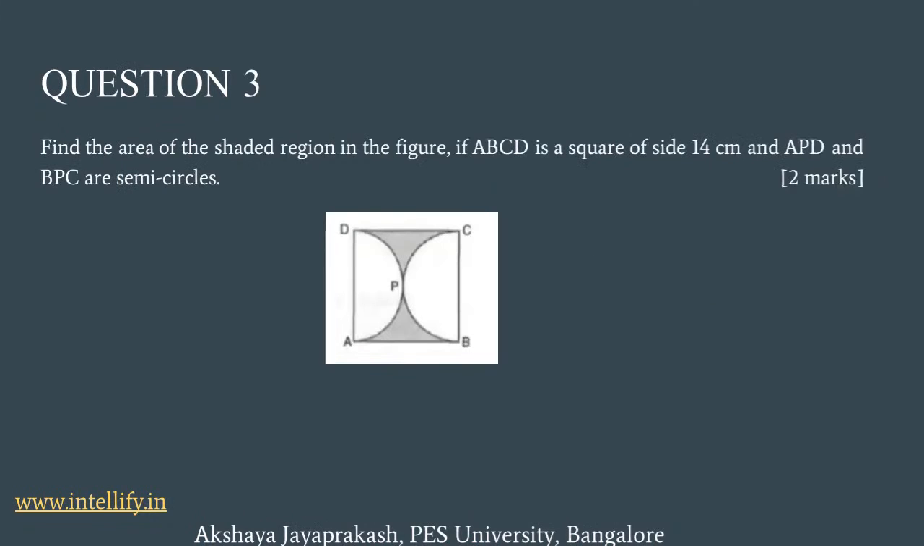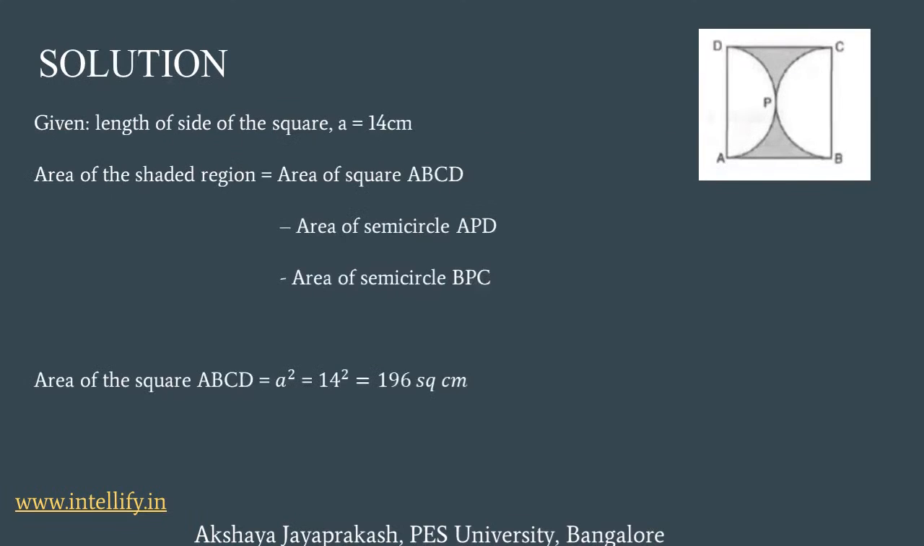Question 3. Find the area of the shaded region in the figure if ABCD is a square of side 14 cm and APD and BPC are semicircles. In the question, the length of the square is given, which is 14 cm. Now to find the area of the shaded region, we need to subtract the area of the semicircle APD and area of the semicircle BPC from the area of the square ABCD.